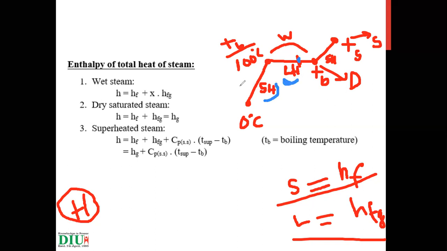Okay, so the total sensible heat, we know, is HF, and the latent heat, we just studied, is multiplied by the dryness fraction. So you can see that XHFG. So the equation for the wet steam is the sensible heat plus XHFG. Why is it X? Because it is not fully converted to steam. Some portion of water has still remained. So that's why it is multiplied by X, the dryness fraction.